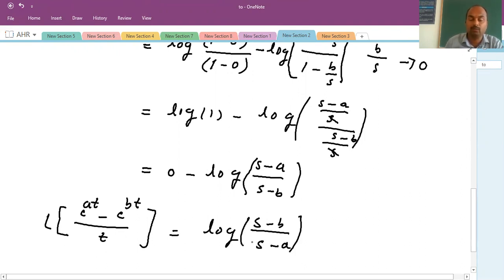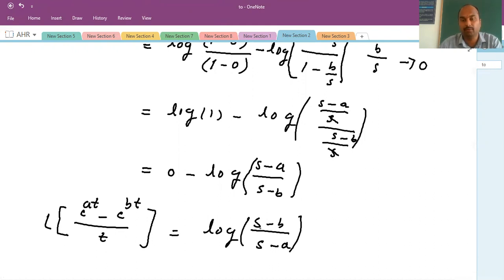So this is how we'll find the Laplace transform of a function which is of the form f(t) by t.